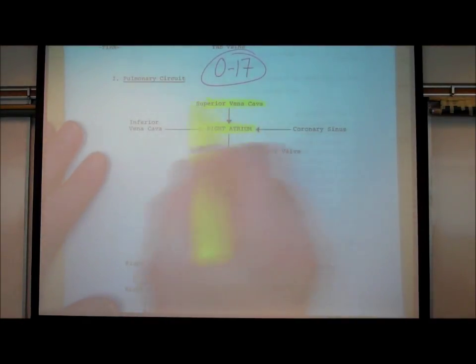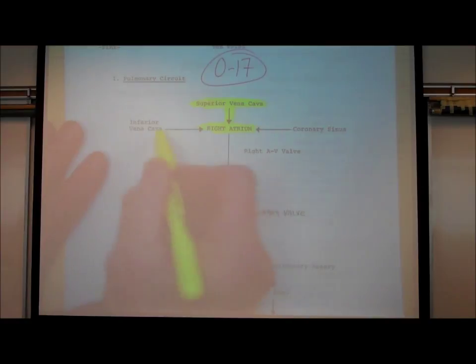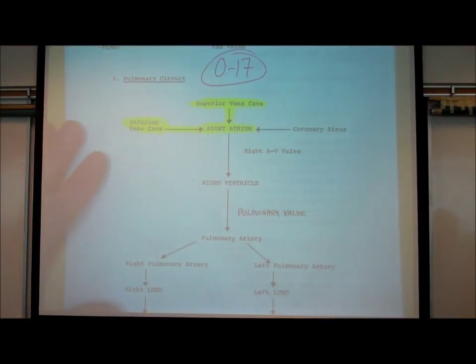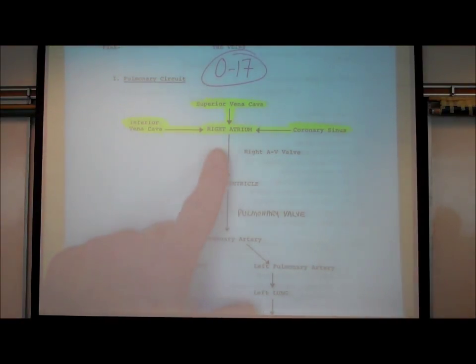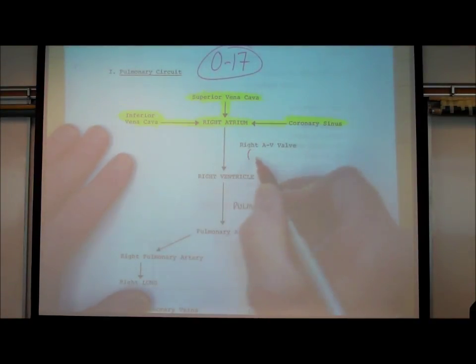The superior vena cava is bringing blood from the upper part of the body. The inferior vena cava is bringing blood from the lower part of the body. And the coronary sinus is bringing blood from the heart itself. Is that pretty simple? Now, let's just follow the rest of this, because the rest should be pretty simple now. The blood goes from the right atrium into the right ventricle. And isn't there a valve that controls the flow in between, called the right AV valve? Incidentally, it's also known as the tricuspid valve.